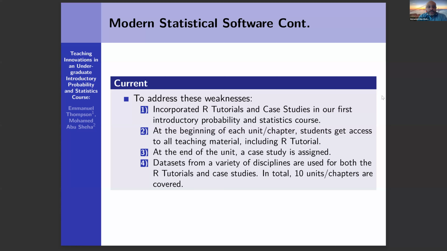At the beginning of each unit, the student gets access to all teaching material, including our tutorial. Also, at the end of the unit, a case study is assigned to the student. Data sets from a variety of disciplines are used for both our tutorial and case study as well. In total, 10 units are covered for the students.